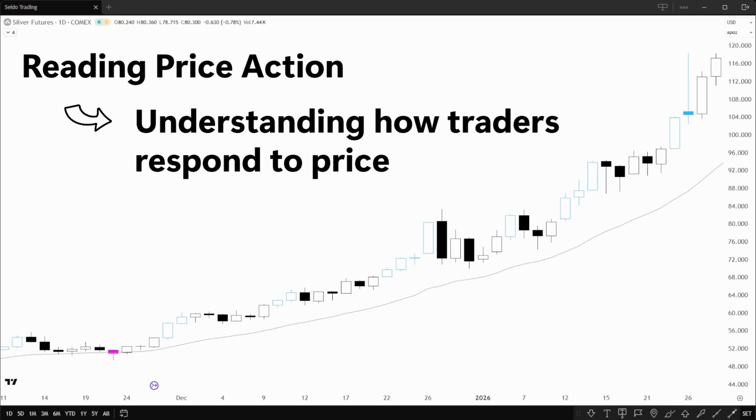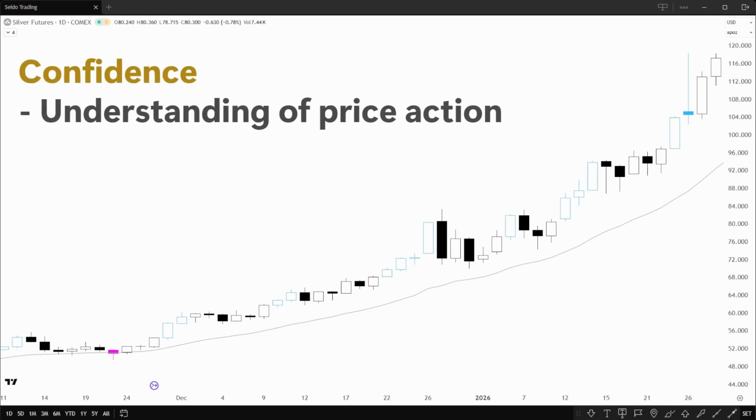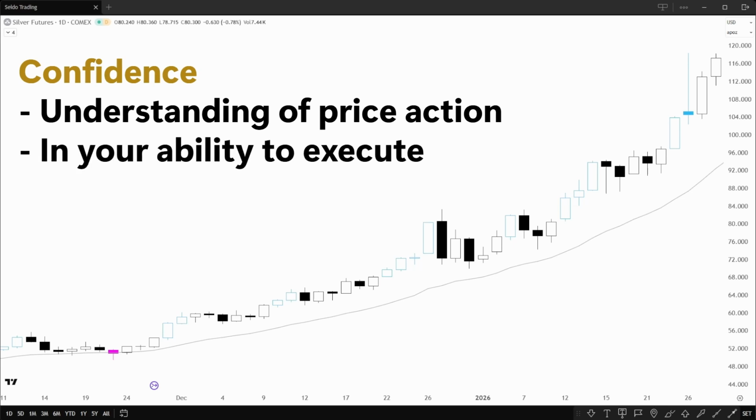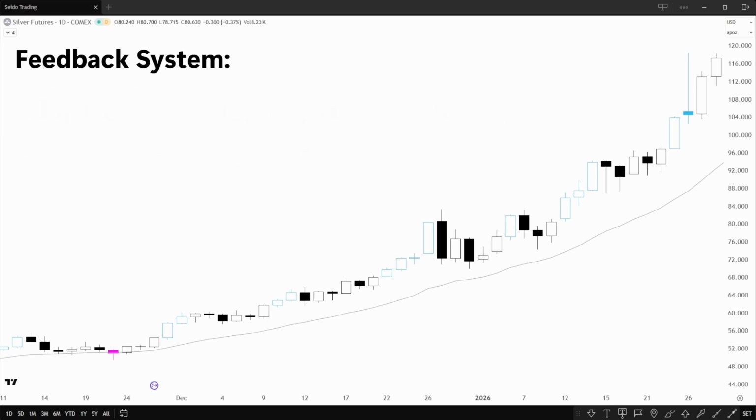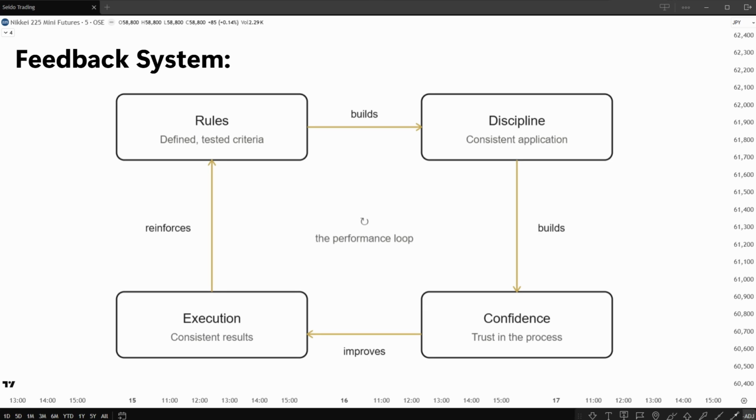Consistency as a trader is not built on winning every trade. It's built on your confidence in your understanding of price action, and confidence in your ability to execute the process you've developed. That confidence is what allows you to remain consistent over time, including through periods of drawdown. This is where a disciplined, rules-based framework becomes indispensable. Belief in the process is what sustains you when results are not going your way or you have a series of losses. Confidence is built through mastery and repeated deliberate action within a system you trust.